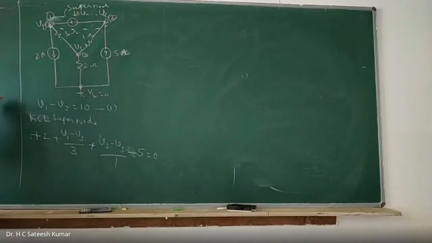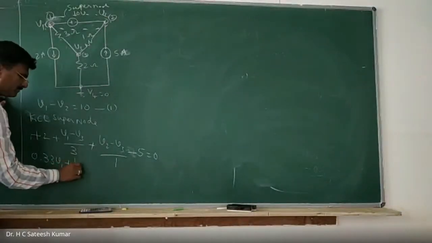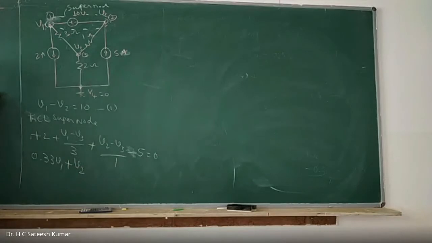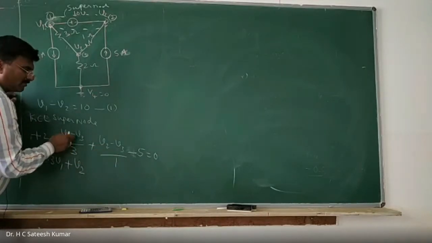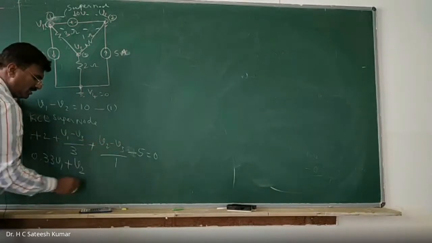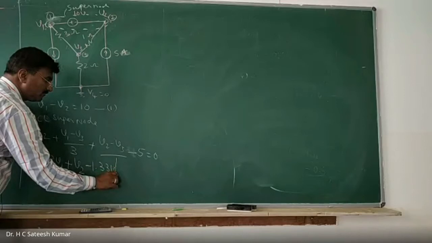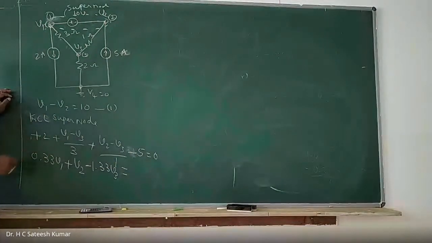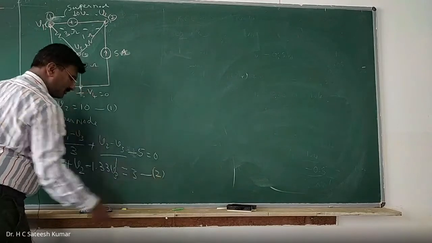Now what are the coefficients of V1? 1 by 3 is 0.33 V1. What about V2? Plus V2. And V3 is minus 1 by 3, that is 0.33, and minus 1, giving minus 1.33 V3 is equal to -5 plus 2. -5 plus 2 is -3. Transfer to the right hand side, 3. We call this equation number 2.